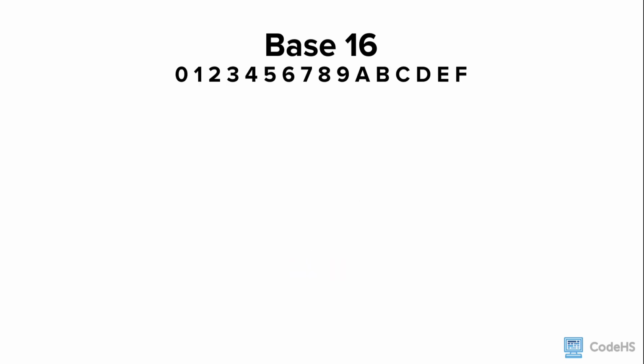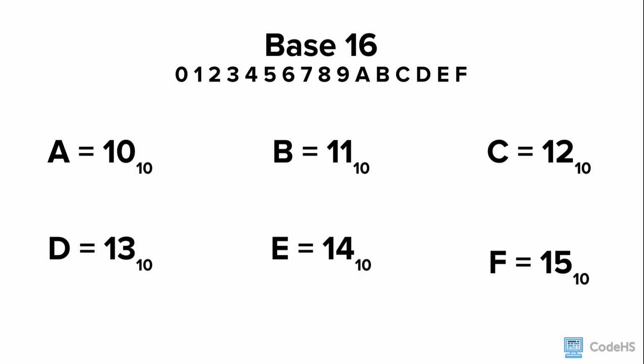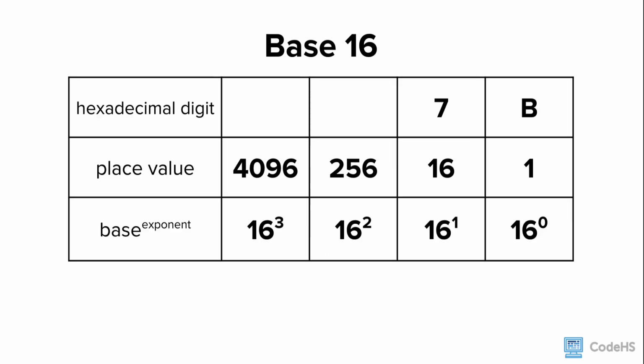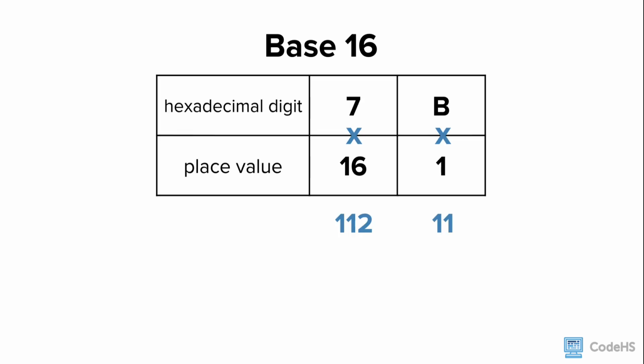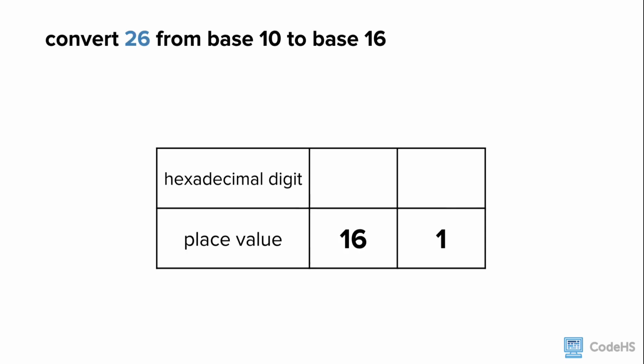Let's take a closer look at the digits we use in hexadecimal. This is the first number base we've seen that uses numbers and letters. A through F correspond to the decimal numbers 10 through 15. The letters in hexadecimal can be written in upper or lowercase. Our table works the same way, with our place values being determined by powers of our base. And we can convert hexadecimal to decimal using the same multiplication and addition steps. To convert from decimal to hexadecimal, we can do the same division and remainder steps we've seen before.